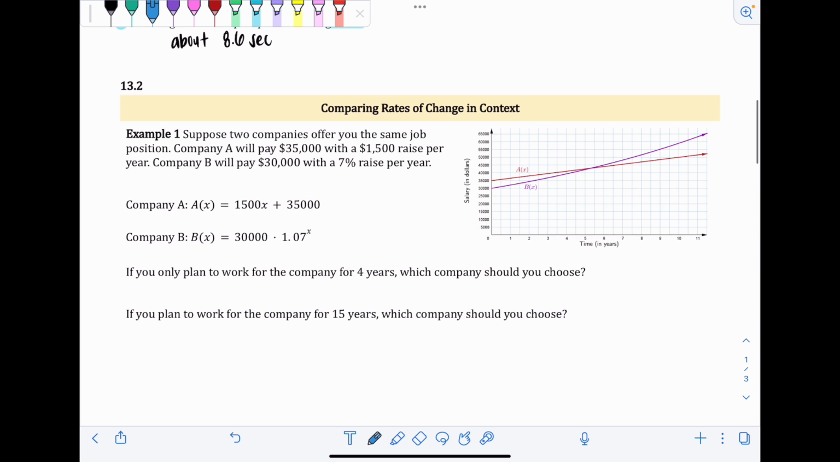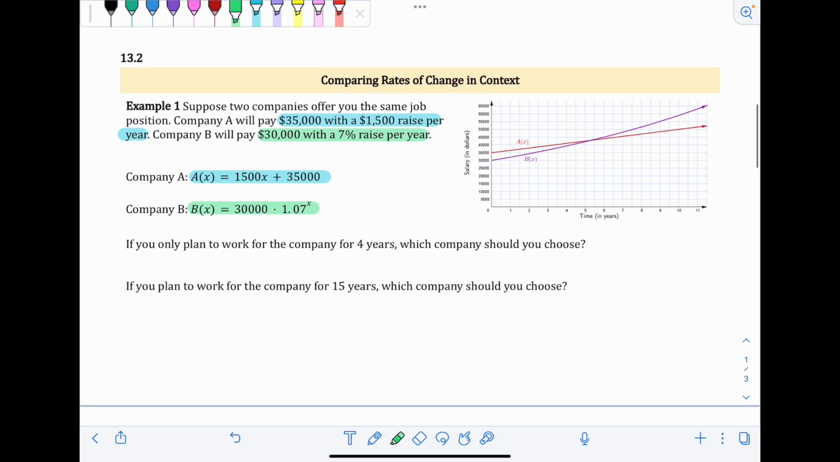So we have a function for each company. Company A is going to pay you $35,000 with a raise of $1,500 per year. That function is a of x equals 1,500x plus 35,000. That's a linear function because you're getting the same amount of raise per year. And then company B will pay you 30,000 with a 7% raise per year, and that function is b of x equals 30,000 times 1.07 to the x. That's going to be an exponential function. It's like our exponential growth, where it's increasing by 7% each year.